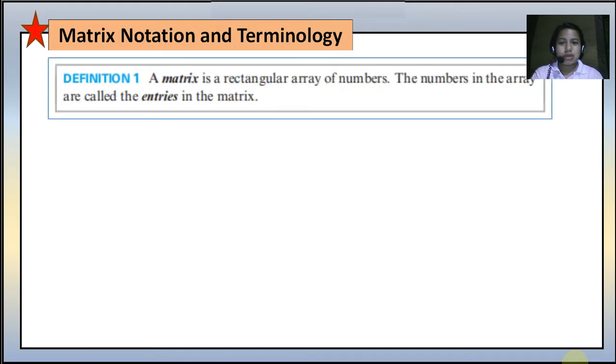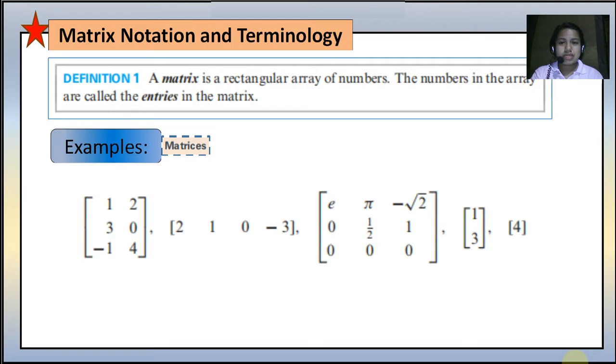First, we have definition 1. A matrix is a rectangular array of numbers. The numbers in the array are called the entries in the matrix. So we have here examples of matrices. We have a 3 rows and 2 columns matrix. We have a 1 row and 4 columns matrix. We also have a 3 rows and 3 columns matrix. We also have a 2 rows, 1 column matrix. And we have a 1 row and 1 column matrix.